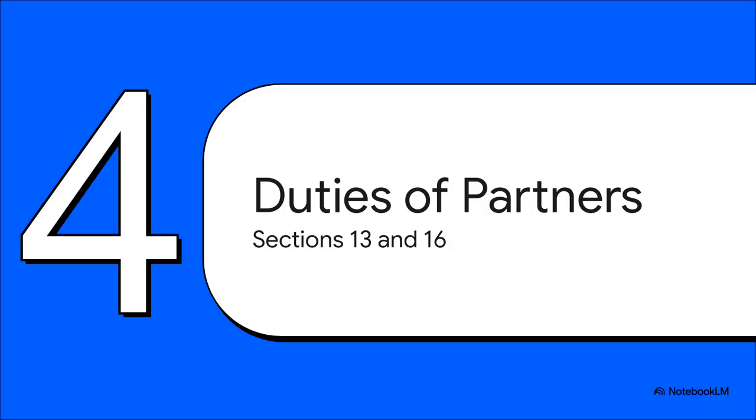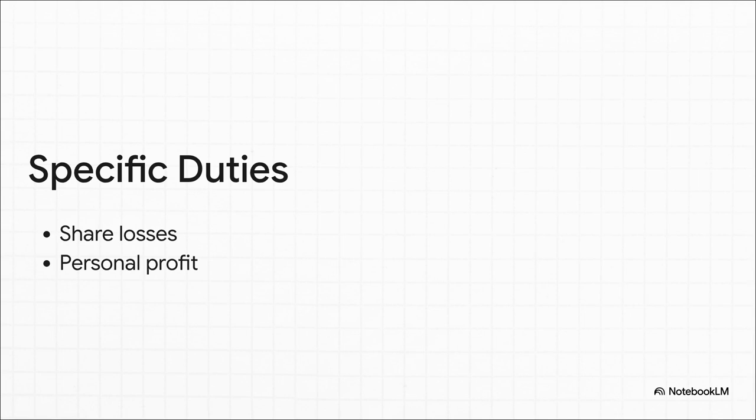Heading 4. Specific duties of partners. These specific operational duties perfectly balance the rights we just discussed. A complete, high-scoring exam answer has to address these. Point 1. Duty to share losses, Section 13B. Shared equally unless agreed otherwise. Point 2. Duty to account for personal profits, Section 16A. Must hand over profits earned from the firm's business or using the firm's property.